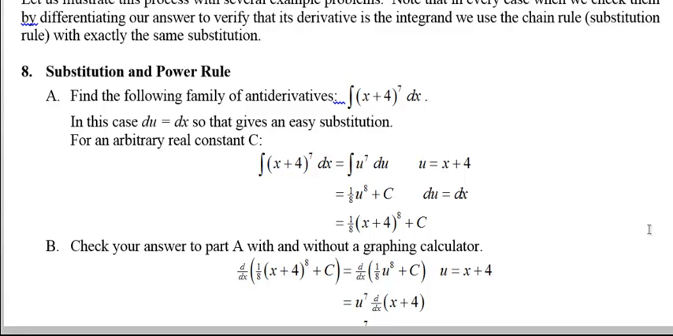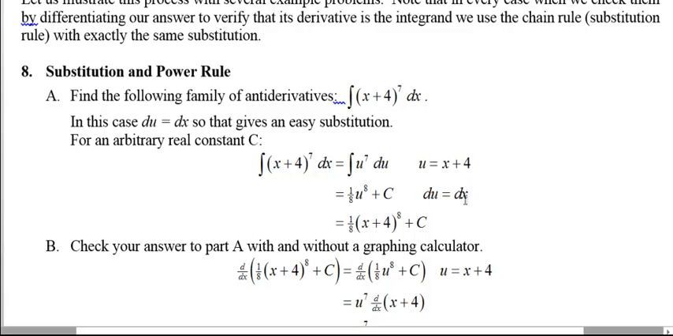When you see this, you want to decide: what do I let u be? Sometimes it's a bit of a trial and error thing, but mostly there are certain clues. When you have a variable base and a constant exponent, a thing to try is to let u be that variable base, and that's what we're going to do here. So the first thing you do is figure out what u is and write that down. You're going to write down u equals x plus 4.